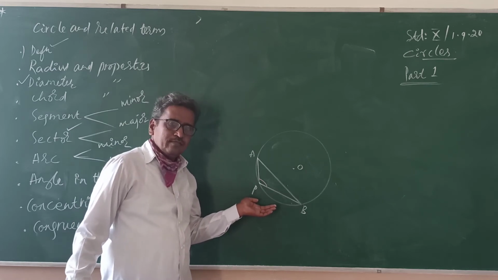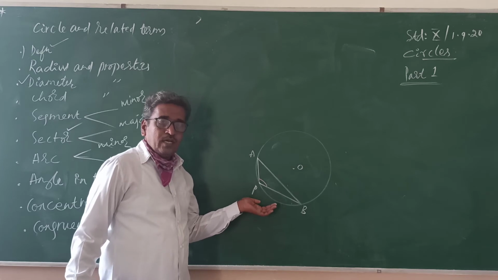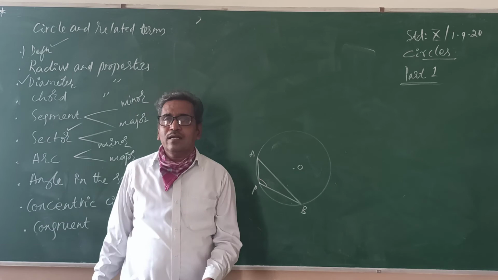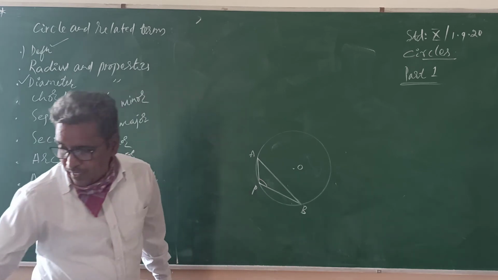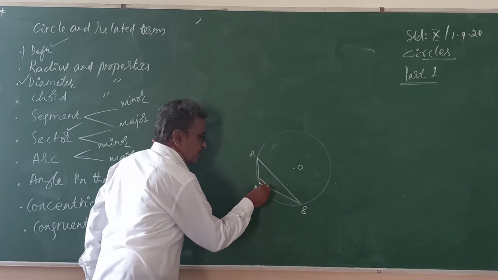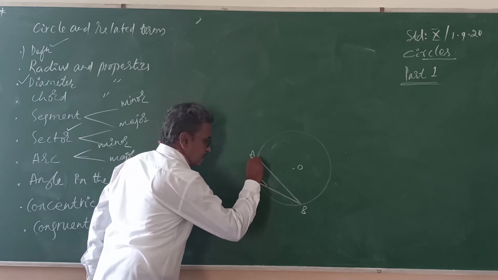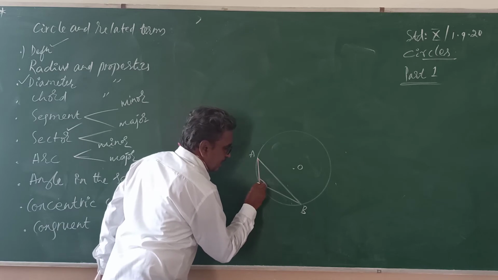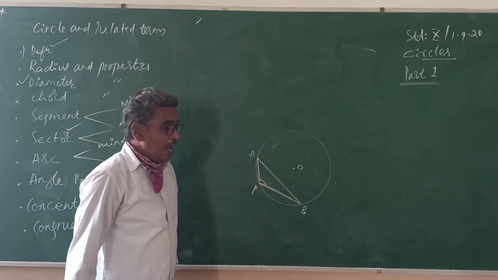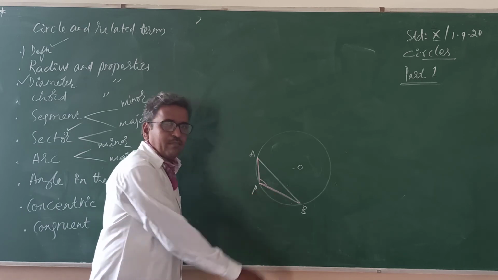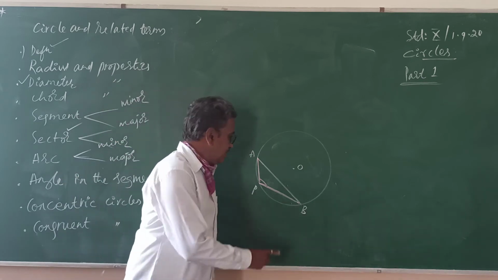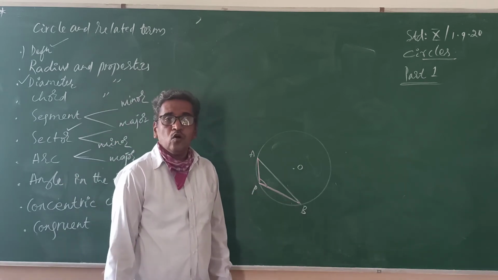Is it acute? Is it obtuse? Is it a right angle? Yes, exactly, you can tell it is an obtuse angle. It means more than 90 degrees and less than 180 degrees. So angle in the minor segment is always obtuse.